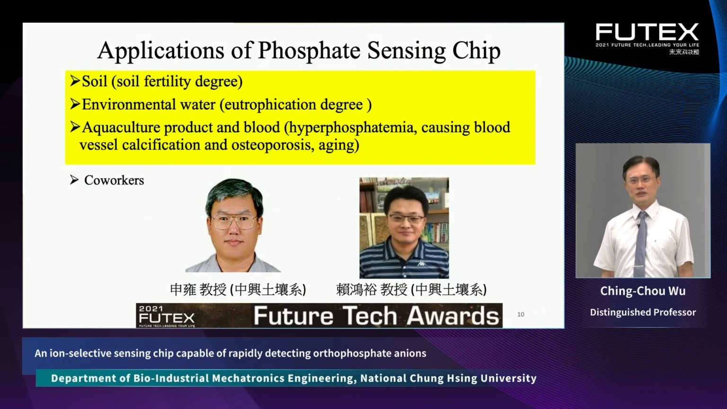And we think this technique has wider applications in soil, like to determine the soil fertilization degree, and in environmental water for determination of purification degree. We can also use this microchip for agricultural product and blood sample detection.